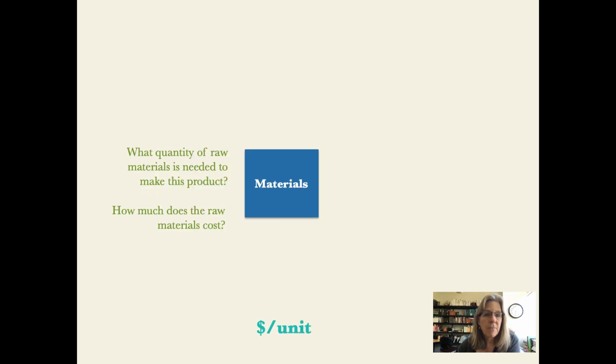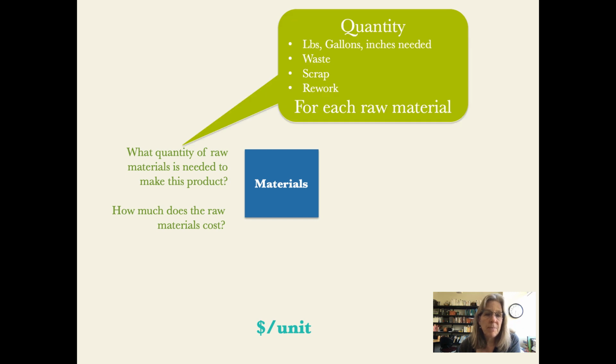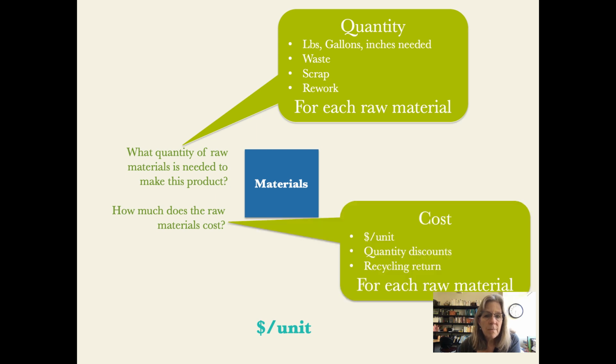So we look at material costs, like we want to know how many units, and a lot of it is a per unit analysis: pounds, gallons, inches. We also include the waste, the scrap, and if there's any kind of recycling of waste and scrap, and then also the cost of rework. And we do this for each raw material. We want to know the dollars per unit, and if there's any quantity discounts. We also want to understand the revenue from recycling, and we do this for each raw material.